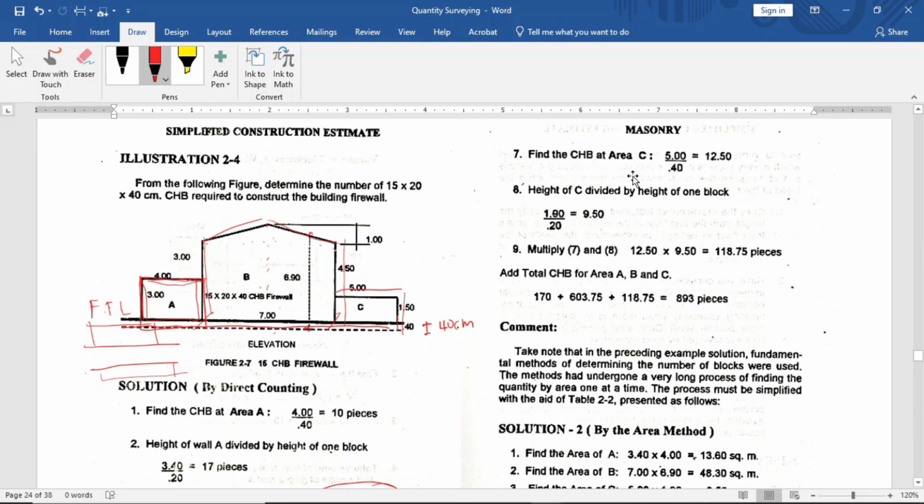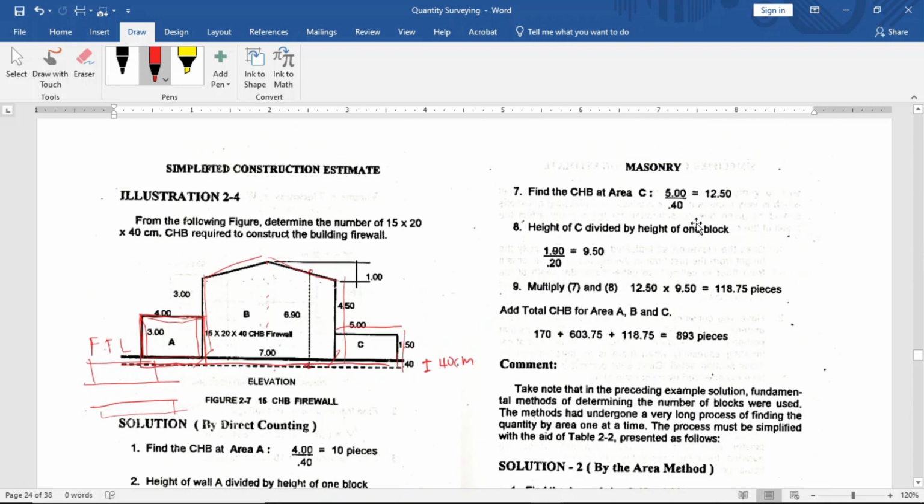So last is find the area C. So ito yung area C, parang katulad lang sa area A. Yung length is 5 meters divided by 0.4, 12.5 pieces. Tapos ang height naman is 1.5 plus 0.4. So 1.9 divided by 0.2 is equal to 9.5 pieces. So 12.5 times 9.5 lang para makuha natin yung total is 118.75. So i-add natin lahat ng CHB from area A to area C para makuha natin yung total.